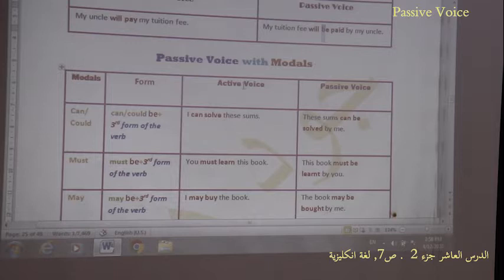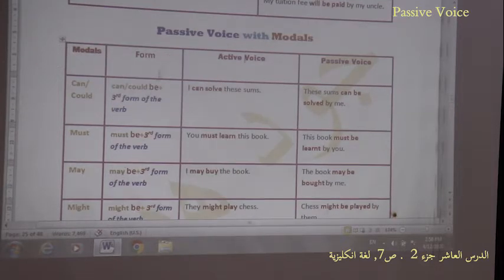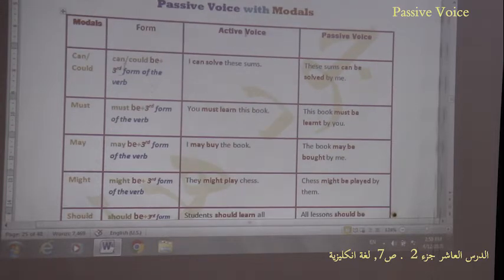Now the same thing will happen with modals. As we've done with will, we can do the same thing with other modals like can, could, must, may, might, should. All of these modal verbs are helping verbs, and we only need to add the base form of the verb to be plus the third form of the main verb. For example, I can solve these sums; these sums can be solved. Always use the base form of the verb to be after can or could.